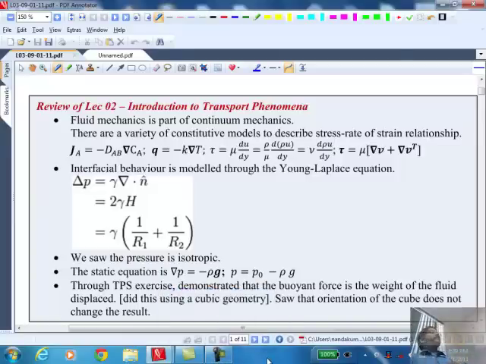We saw basically the constitutive equations. Fluid mechanics is part of continuum mechanics, so we are looking at material as being part of a continuous medium. When we talk about a concentration at a particular point, the concentration is treated as a continuous variable in space. The temperature is treated as a continuous variable in space, and so is the velocity.